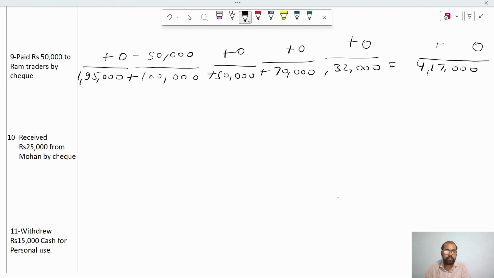So 25,000 will be added in the bank column, and from the column of Mohan, 25,000 shall be deducted. No change in case of liability. The change will only occur in asset part. Cash is not changed, and no other asset is changed.